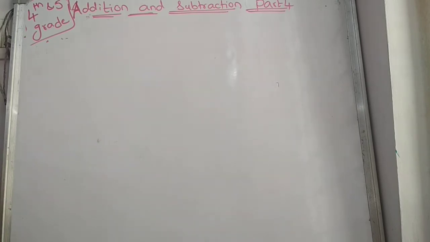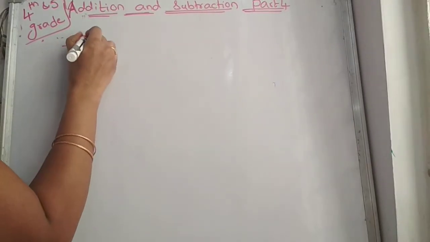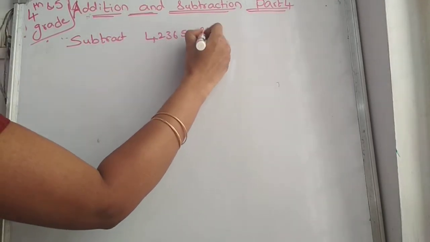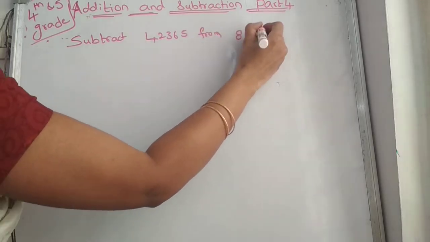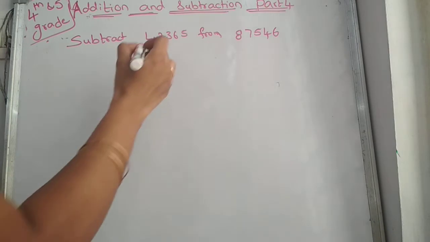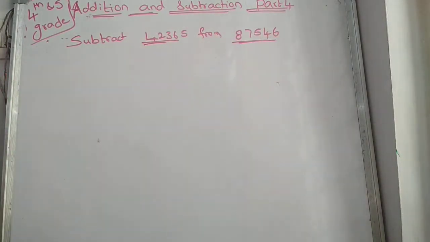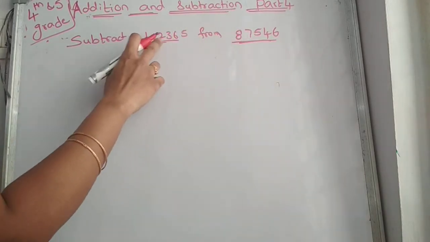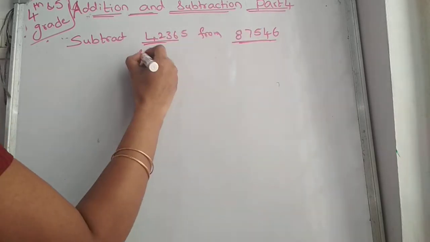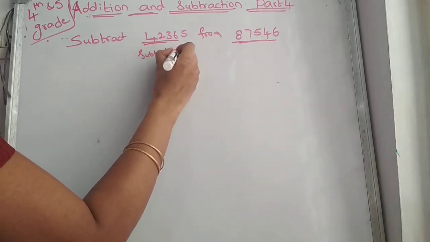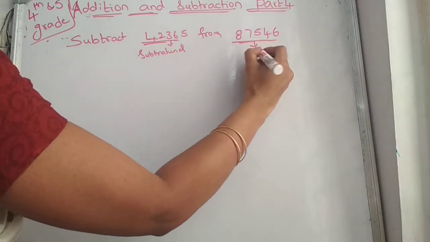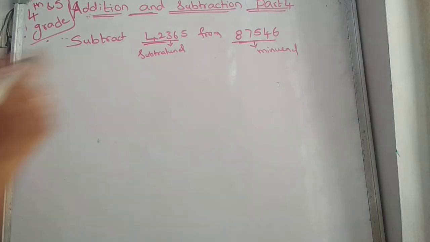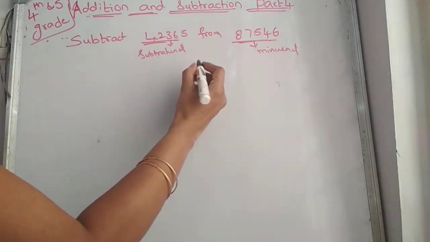Okay, one example. Suppose, subtract 42365 from 87546. Observe here, these two are 5-digit numbers. This is the number which is subtracted from another number, so this is called subtrahend. This number is called minuend.